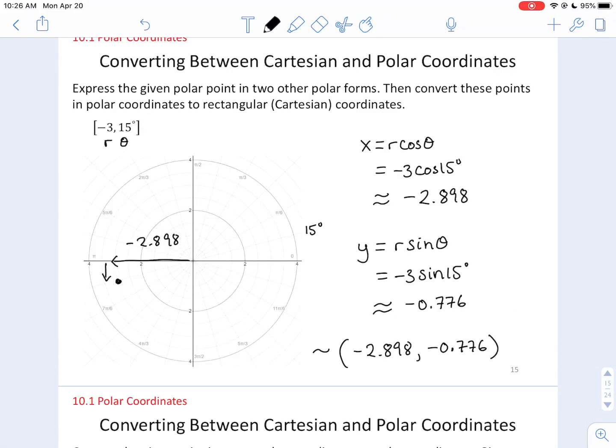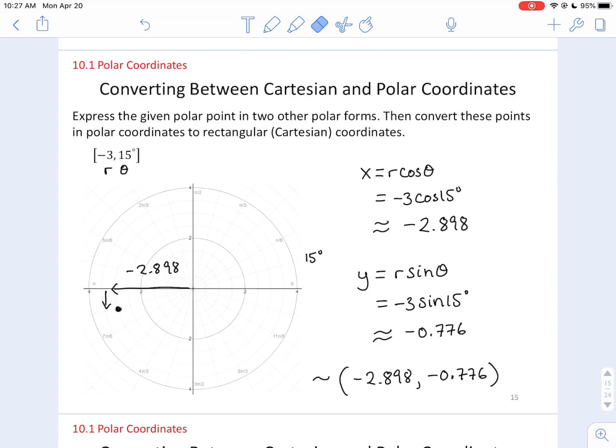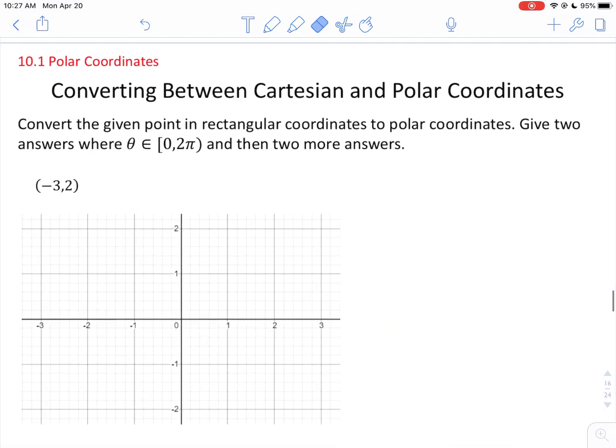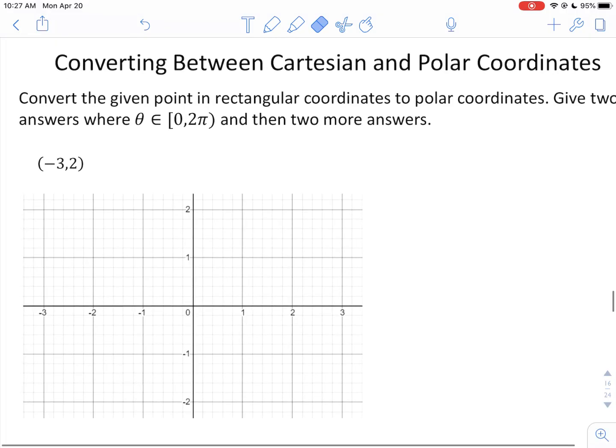All right, going this direction is always very easy. By this direction, I mean going from a polar coordinate to a rectangular coordinate. The trouble is going to come in the other direction. Convert between Cartesian and polar coordinates. Convert the given point in rectangular coordinates to polar coordinates. Give two answers where theta is between 0 and 2 pi, and then two more answers. There are going to be lots of different ways we can answer this question in general when you go from rectangular to polar.